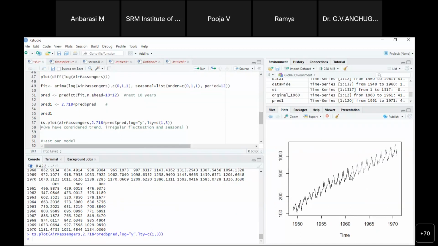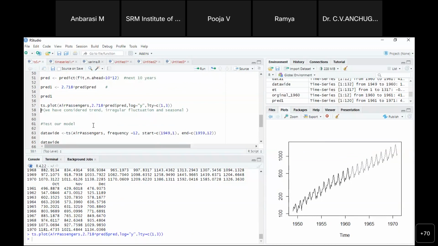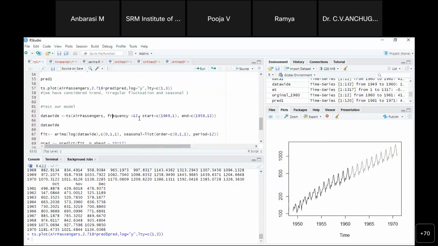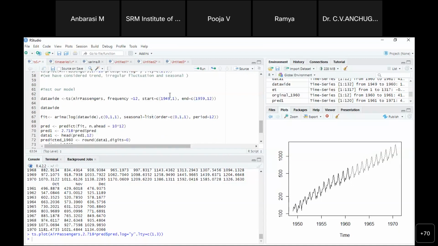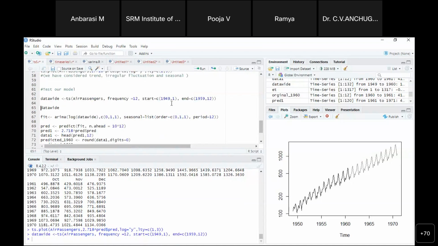From 1960 till 1970, this is how the values will be. Okay, so in this way we can calculate the future prediction based on the past record. If you want, you can check the test also, starting from a few values, starting from 1949 till 1959, because we are having till 1960s, right? So we can test our model by using, one second. If you want, I'll show you.